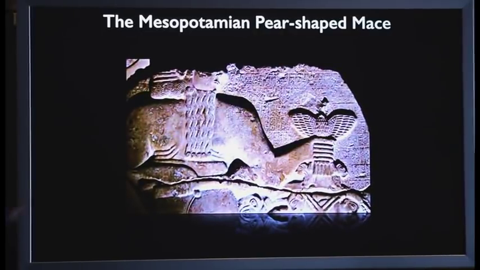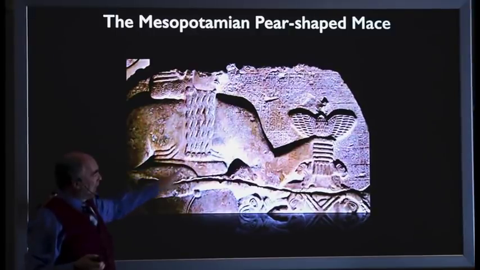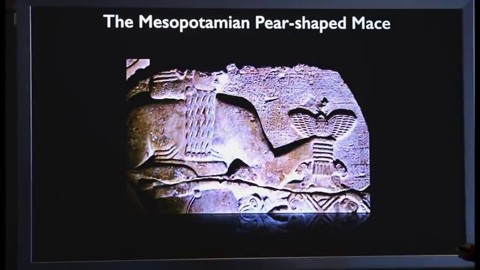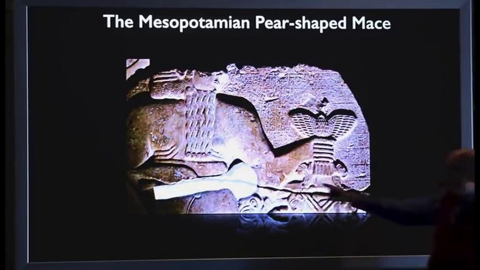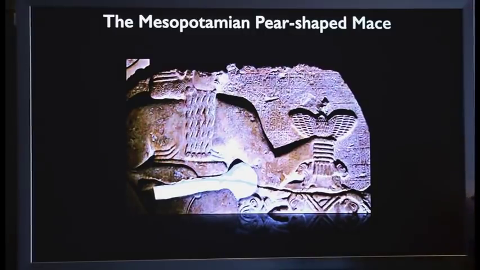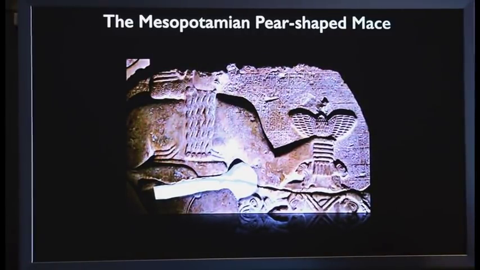Here you see a Mesopotamian king. Please note the big beard. And in his hand, he's carrying a mace. I'll just highlight it. There's his mace, and he's smiting the enemies with his mace, just like the Egyptians. But this is a king from Mesopotamia. This is not an Egyptian king.